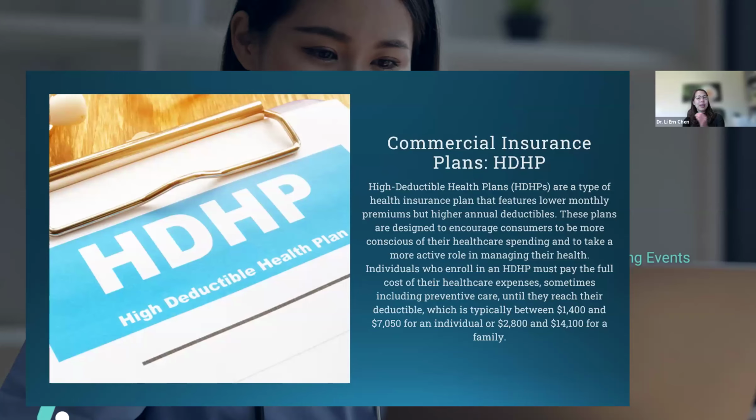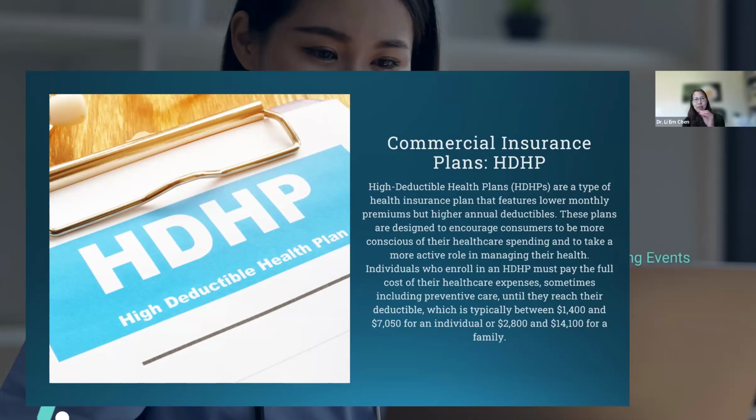Now, these typically are the cheapest to buy, right? So your monthly premium for a high deductible health plan is usually the lowest of all three, HMO, PPO, and high deductible. However, the high deductible plan can be the most expensive overall plan if you end up accessing the healthcare system. And again, we'll have an example very clearly of this.